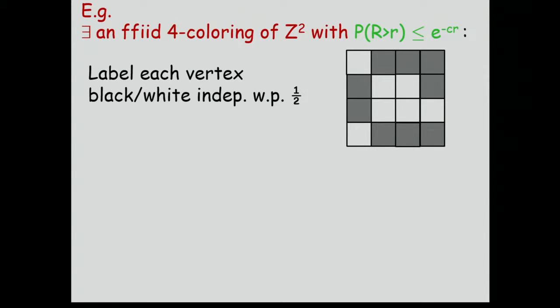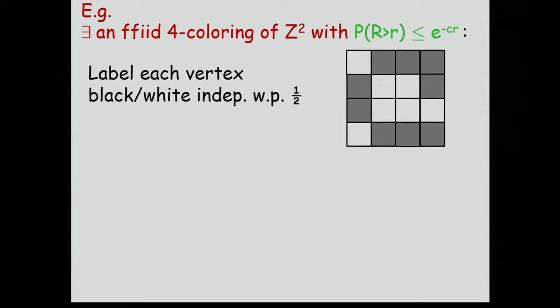But let's get back to math. So I'm going to focus on Z^d. So here's a warm-up example. Here's an example of an FFIID 4-colouring of the two-dimensional lattice, Z^2, and it's going to have exponential tails of this coding radius. So here's one way you can do that.